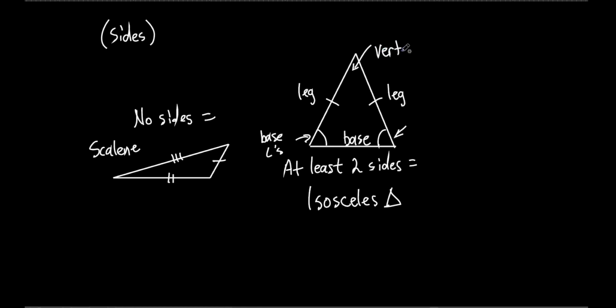We've used the word vertex before, haven't we? But specifically on an isosceles triangle, we call it the vertex angle. We probably won't refer to that all that often, but just in case it pops up, then you'll know what they're talking about. All right, how many types of triangles do we have according to the sides?